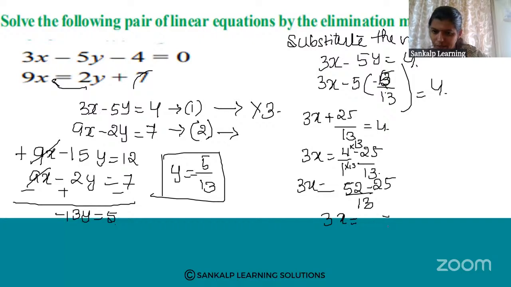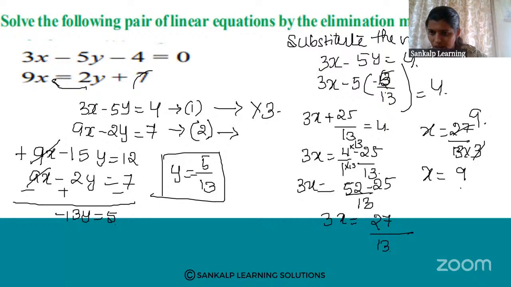12, 7 it is, 27. 27 divided by 13. Now, transfer this 3 to this side. You will get x is equal to 27 divided by 13 into 3, right? 3 ones are 3, 3 nines are 27. Finally, you will get x is equal to 9 divided by 13.